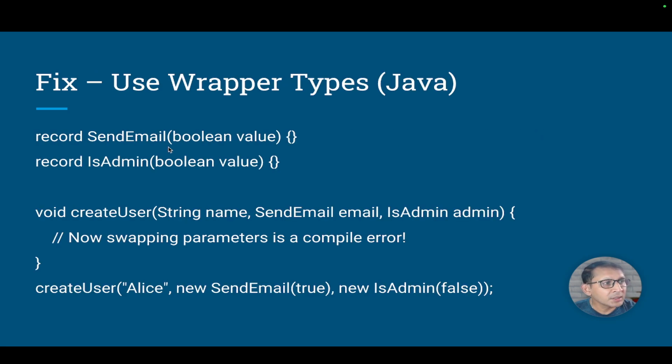Now, the fix in most of these parameter swap cases is to use wrapper types. Instead of raw booleans, we create specific types for each concept. Now, when you call this function, you must be explicit. If you try to swap the parameters, the compiler stops you immediately. This approach turns runtime bugs into compile time errors, which is exactly where we want to catch them.